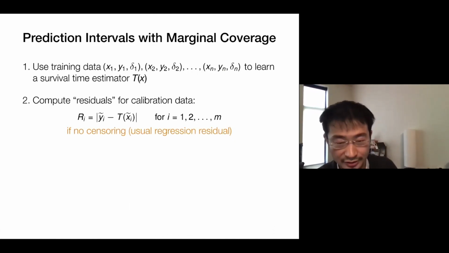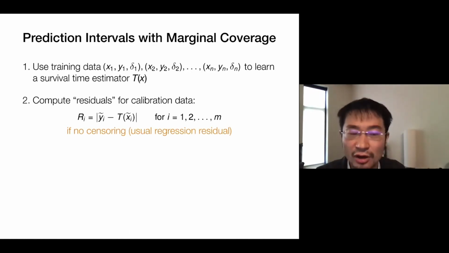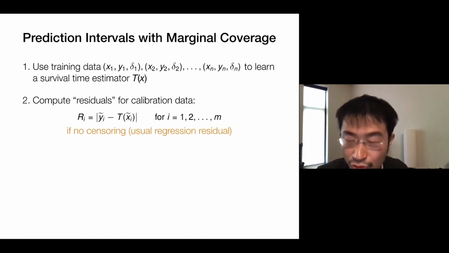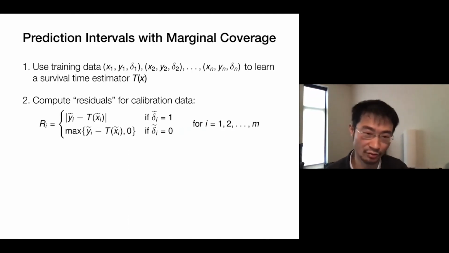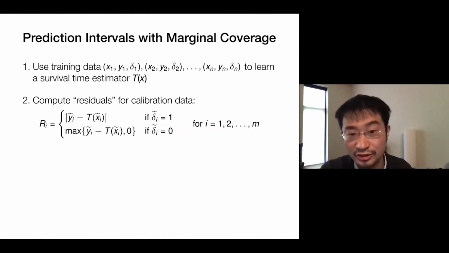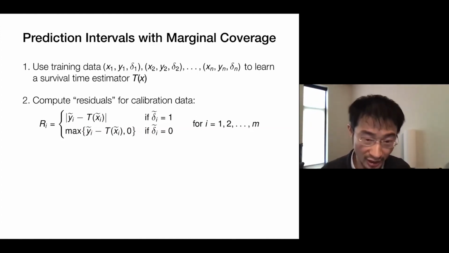These are my residuals. The issue is you would use this if there were no censoring, right? In survival analysis, we have right censoring, and so we don't actually get to see the true survival time for everyone. So instead of using this residual, we'll be using a different residual. We'll be using this, okay? So the delta i equals 1 case means that there's no censoring. We actually observe the time of death.